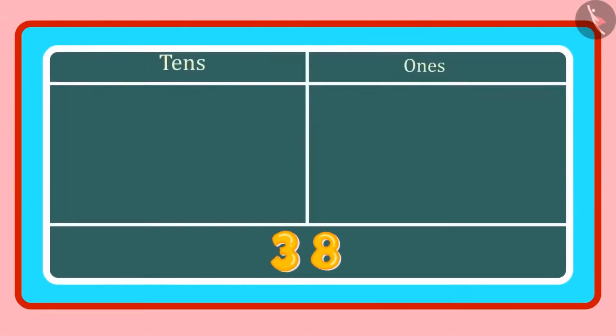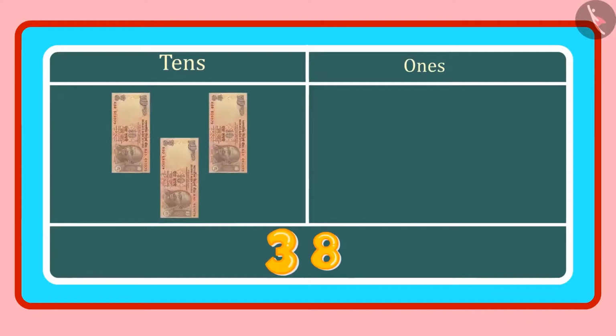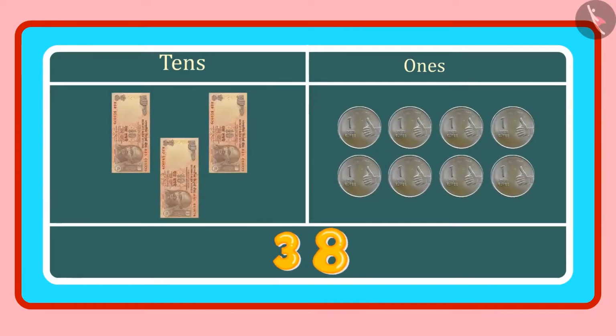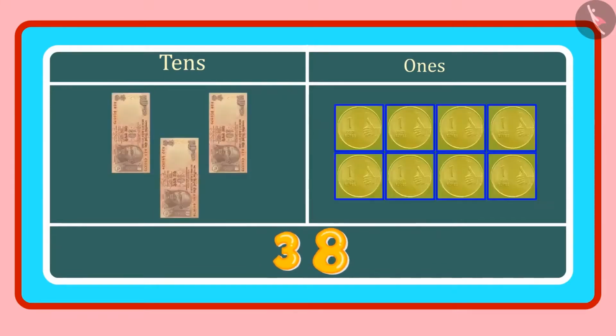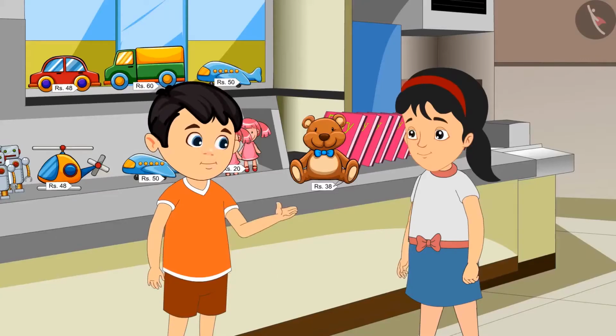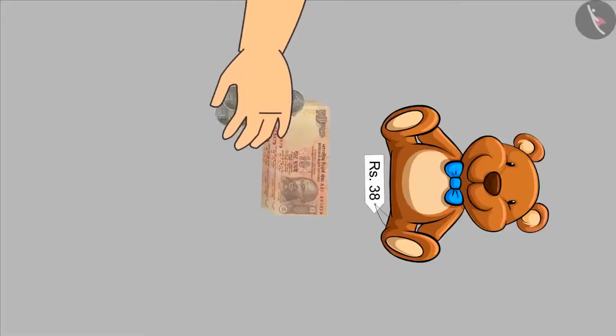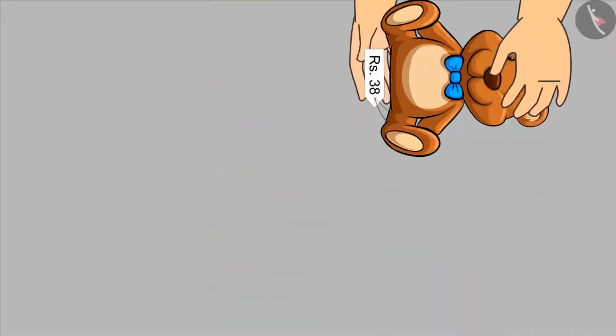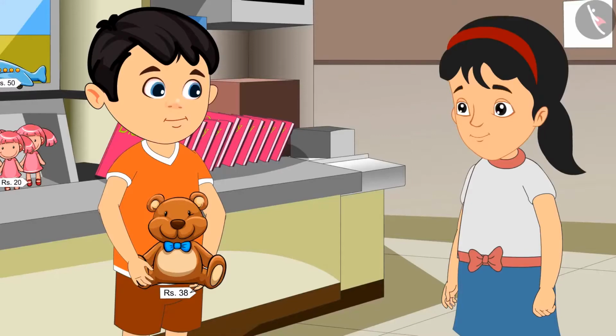Look, Pinky. In 38, 3 is in the tens place and 8 is in the ones place. 3 tens means 3 counts of 10 or 3 notes of 10 rupees. And 8 ones means 8 coins of 1 rupee. So we have to give 3 notes of 10 rupees and 8 coins of 1 rupee. Isn't it right? Yes, Pinky. Come, let us buy it now. Chotu gave 38 rupees to the shopkeeper and took the toy from him.